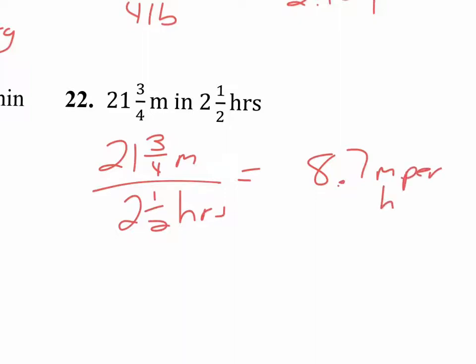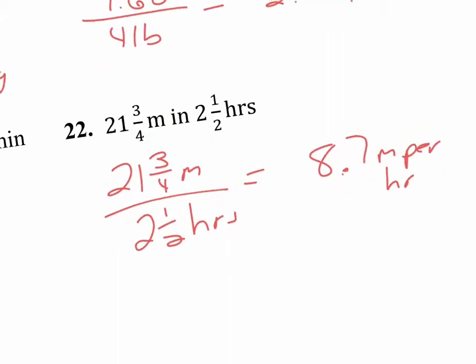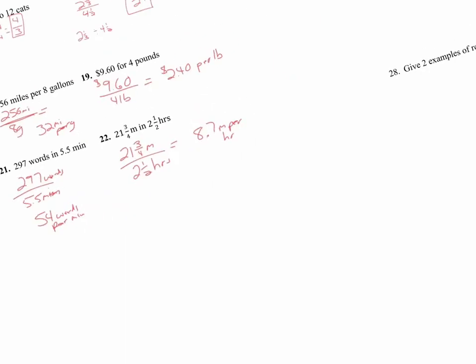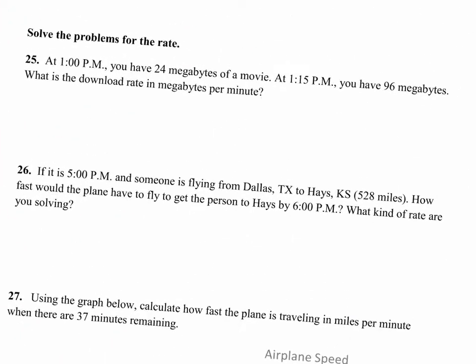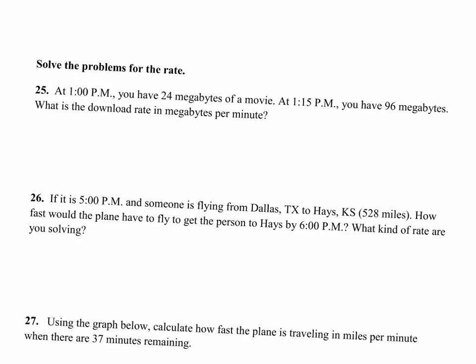So per hour. Okay, so unit rate, think of unit. Unit means 1. Unit means you want 1 of something. So you're trying to find the rate per 1 hour or per 1 minute or whatever it's asking. Okay, all right, moving on. Now we're going to go ahead and talk about a couple word problems before we go on.